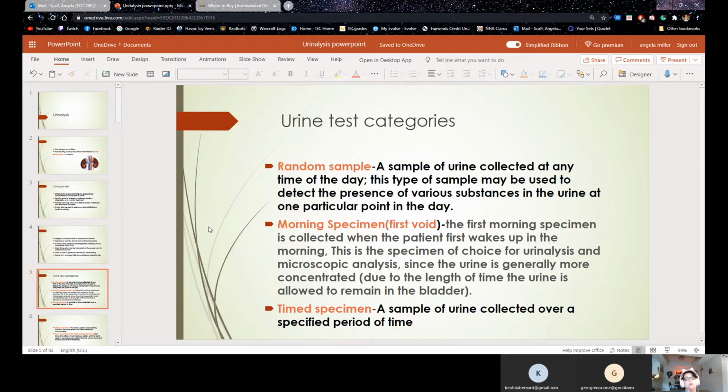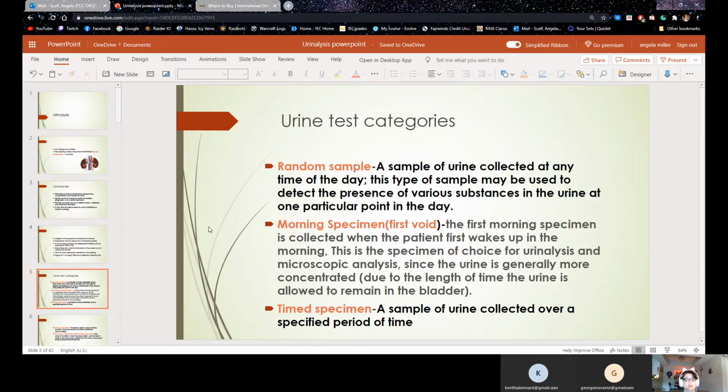And then there's one called a morning void. The morning void is going to be the very first urine of the morning. This is when we normally do pregnancy tests, because the concentration of the HCG, the pregnancy hormone, has been stored overnight, and it's at its strongest.